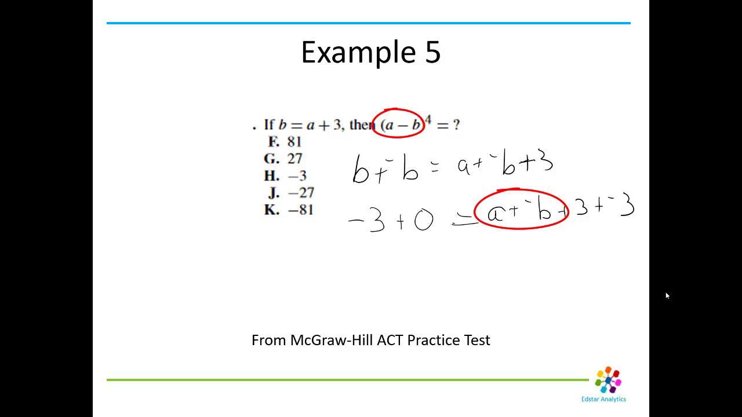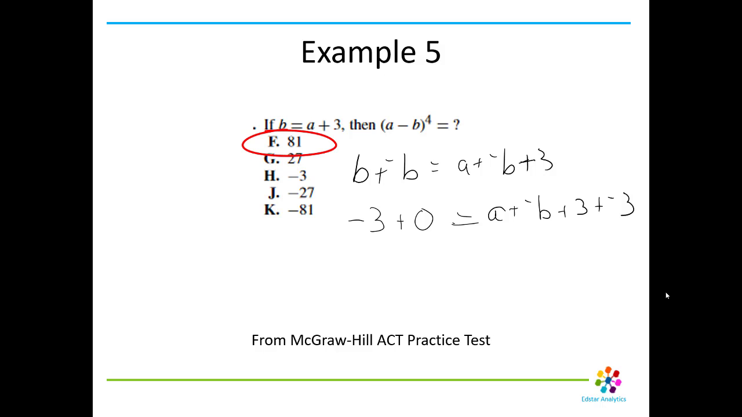So what we can learn from this, you can see here, a plus negative b equals negative 3. So what we've really got here is negative 3 to the 4th. And negative 3 to the 4th, it's going to be positive because there's 4 negative signs when we take negative 3 times negative 3 times negative 3 times negative 3. And that is 9 times 9, which is 81. So the answer is F.